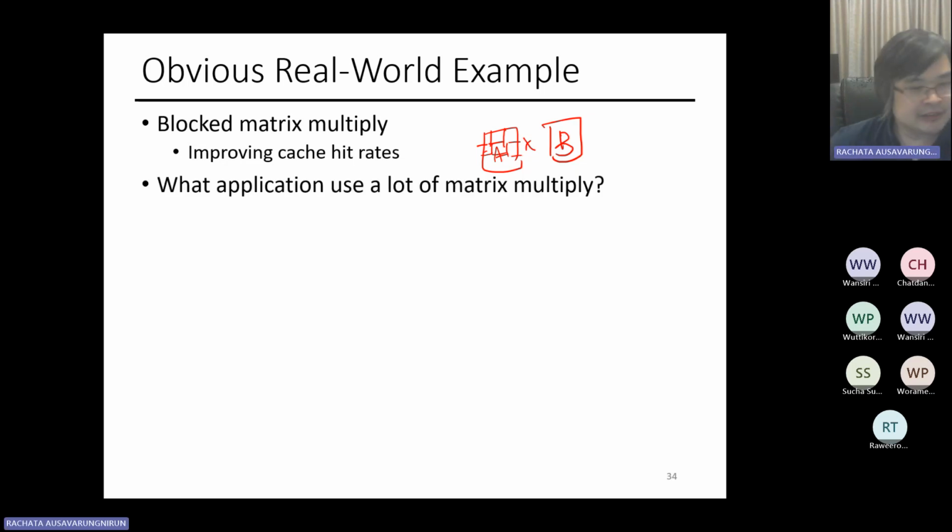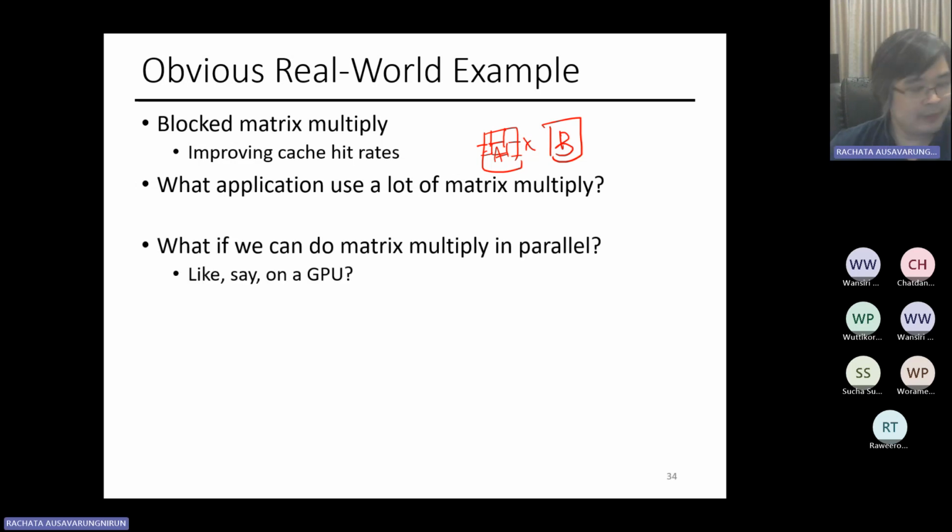Now, let's say you have an application that uses a lot of matrix multiply. Well, maybe we can do this in parallel, because if you want to do A multiplied by B, right? If A is a matrix, B is this matrix, I can do all these multiplies at once. There's no ordering that I have to be concerned about. I can do all the multiplies at once. Then once I have the result, I add them together.